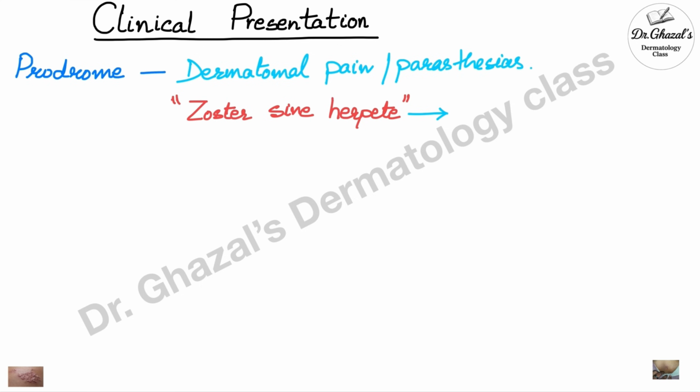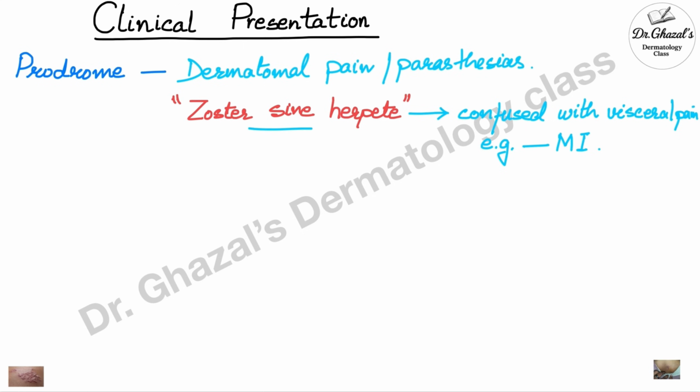So it may be confused with visceral pain, and very important is heart attack. If this zoster sine herpete is on the left side of the thorax, it might mimic a heart attack, MI. It depends on where the pain is. It might mimic renal colic pain, duodenal ulcer pain, cholecystitis pain, or pancreatic pain, depending upon where the pain is. If there is only pain and no lesions, it might mimic that underlying visceral pain. Now coming to the rash.